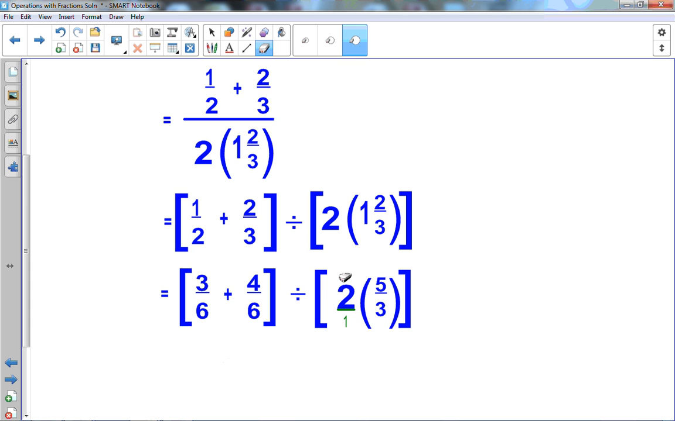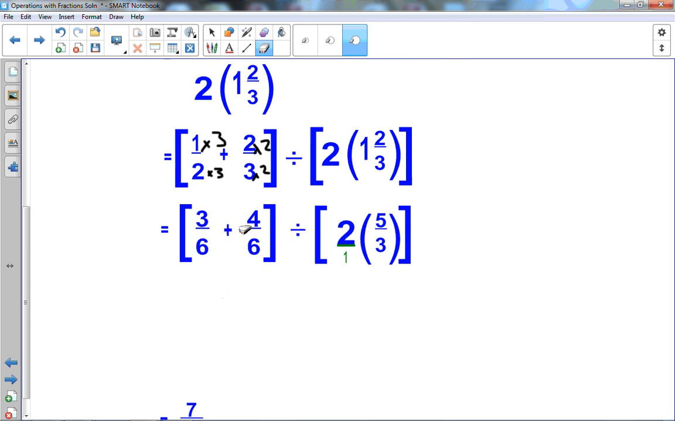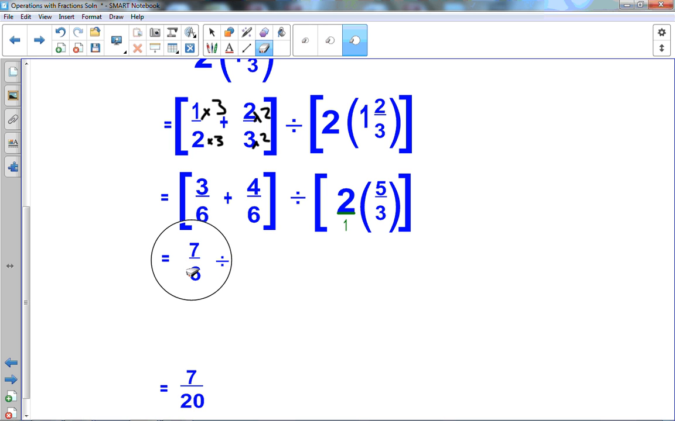So there's the denominator. As for the numerator, we need to find the LCD between 2 and 3, which in this case is 6. So I multiply this denominator by 3, multiply the numerator by 3, multiply this denominator by 2, multiply this numerator by 2. So 3/6 plus 4/6 is 7/6, divided by, well, 2 times 5 is 10 and 1 times 3 is 3, so I get 10 thirds.